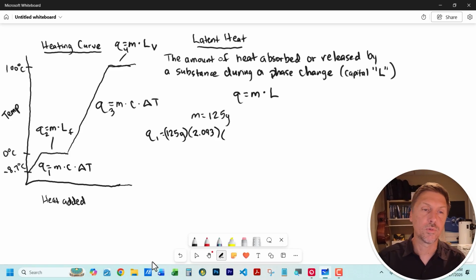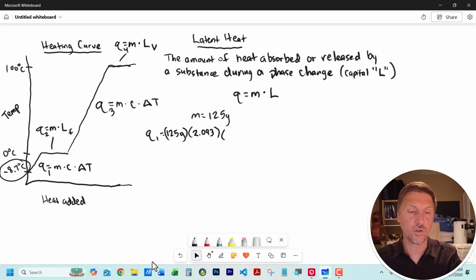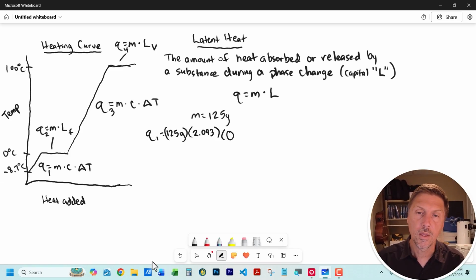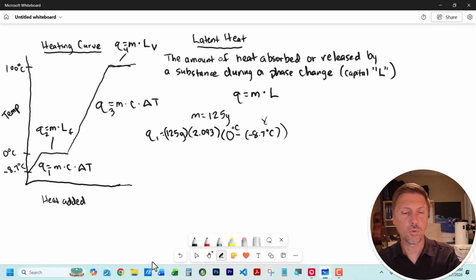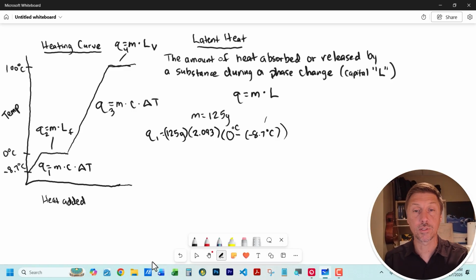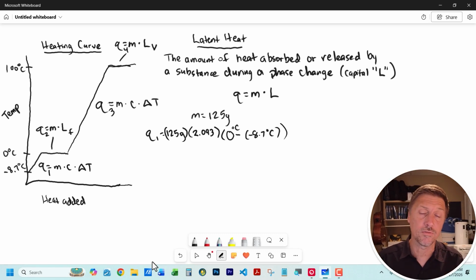And our initial temperature was -8.7 degrees Celsius. So we're going to have 0 minus, which is our final temperature, 0 degrees Celsius, minus -8.7 degrees Celsius, which was our initial temperature. And that's nice the way that works out, because it's going to give us a positive value for our change in T.